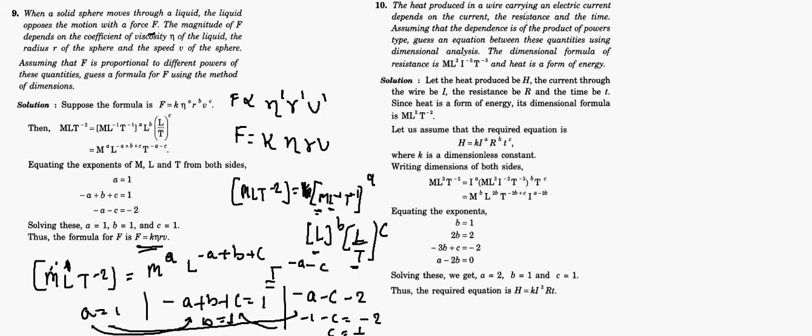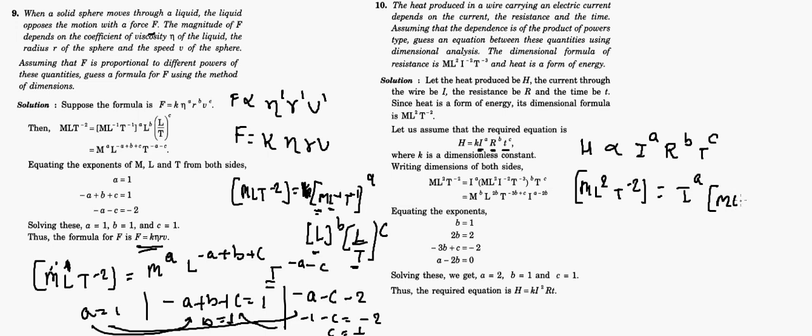Let's talk about the last problem. The heat produced in a wire carrying electric current depends upon the current, the resistance, and the time. Let's say the heat depends upon current raised to power a. We don't know the powers, hence just write resistance raised to power b, and time raised to power c. K is dimensionless. Heat is nothing but energy, so the dimension will be M L^2 T^-2 on the left hand side. On the right hand side we'll have I raised to power a, resistance, which we have already discussed in the previous problem, M L^2 T^-3 I^-2 raised to power b, and T raised to power c.